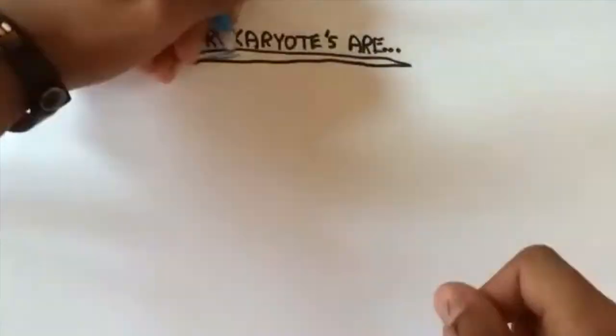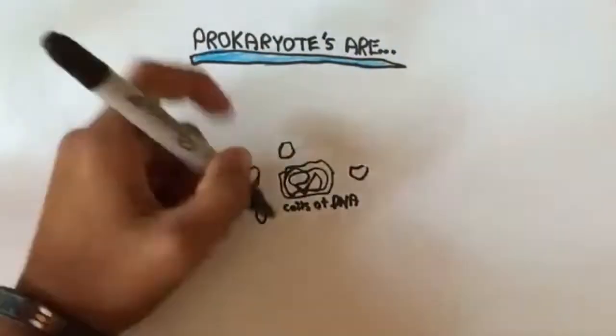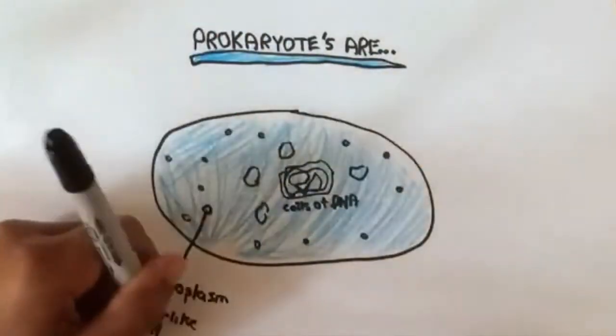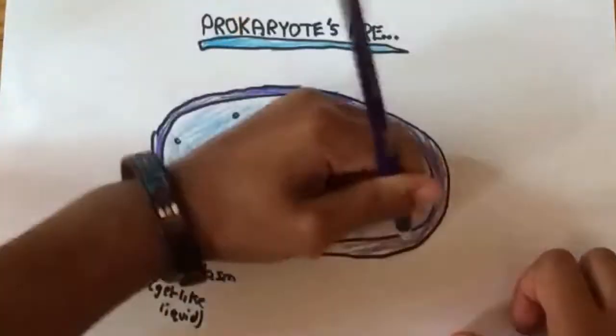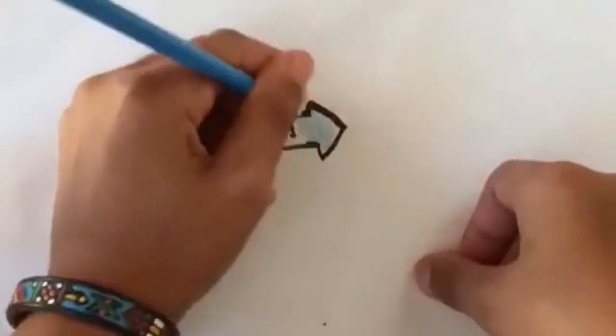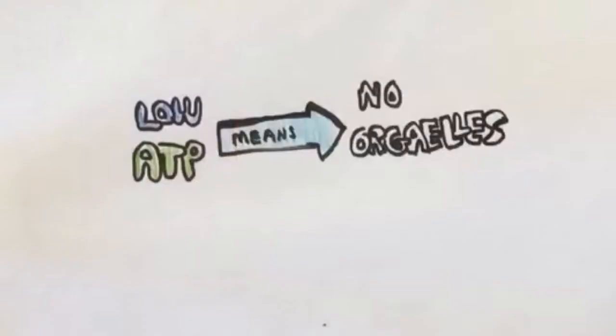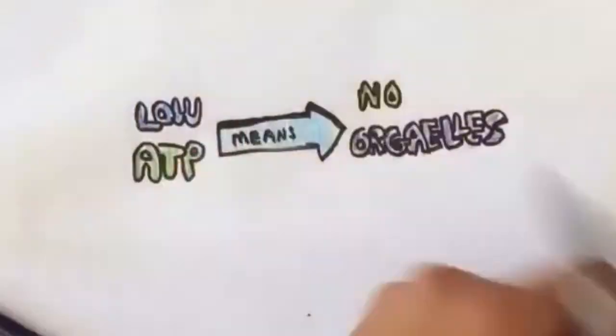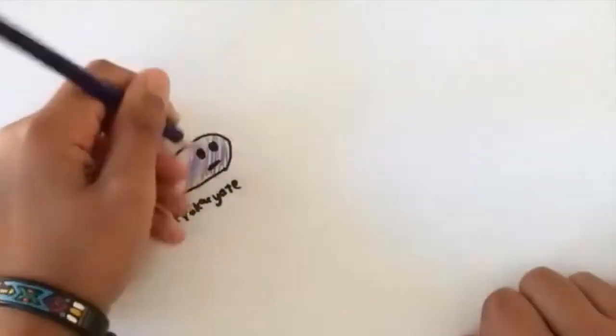To sum up prokaryotes, they are basically coils of DNA suspended in a thick gel, wrapped in a thin membrane to top it off, meaning they had no complex organelles within them. Prokaryotes didn't have these complex organelles because of their lack of ATP. So how would a prokaryote increase its ATP production?